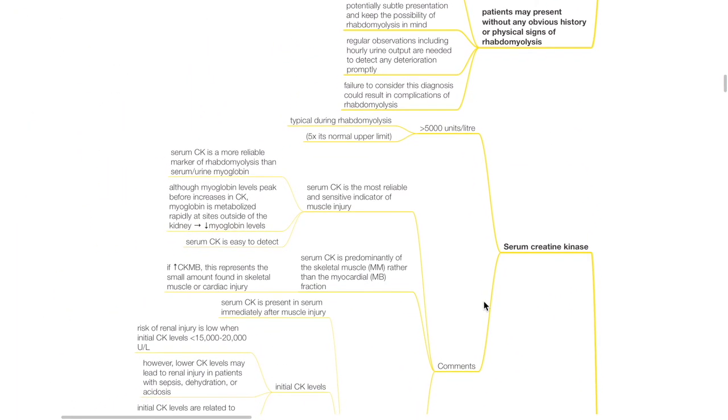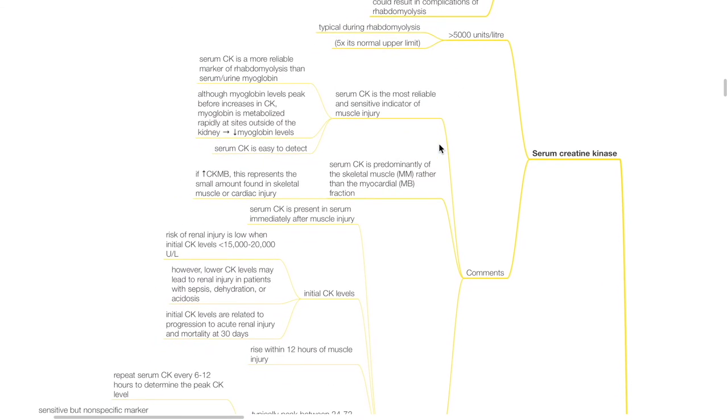Serum creatine kinase is typically more than 5,000 units per liter, which is 5 times its normal upper limit. Serum CK is the most reliable and sensitive indicator of muscle injury. Serum CK is a more reliable marker of rhabdomyolysis than serum or urine myoglobin. Although myoglobin levels peak before increases in CK, myoglobin is metabolized rapidly at sites outside of the kidney, and this decreases myoglobin levels. Serum CK is easier to detect.